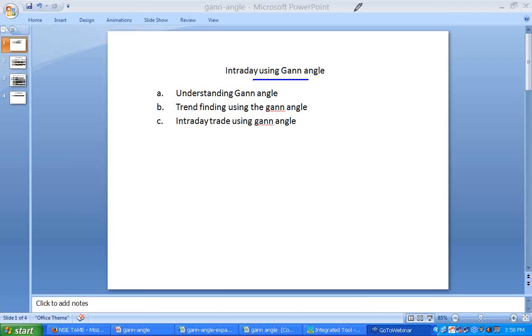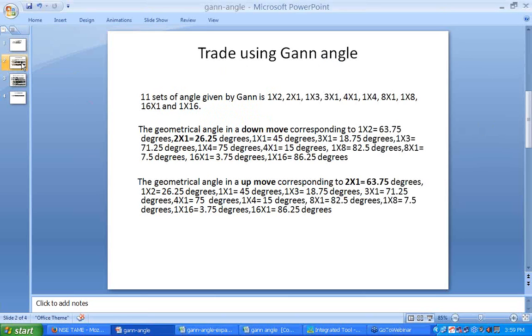All these techniques are mathematical. A little bit of simple mathematics is involved here. So here I am going to describe one of the techniques, called the Gann angle principle. I'll be describing the Gann angle principle, how to find a trend using the Gann angle principle, and an intraday trade using the Gann angle principle. These three things I am going to describe.